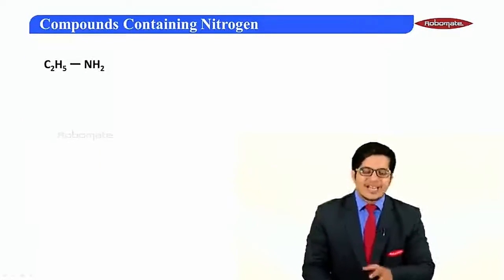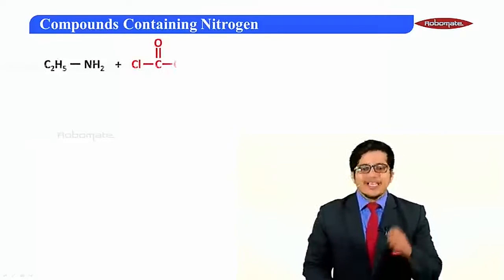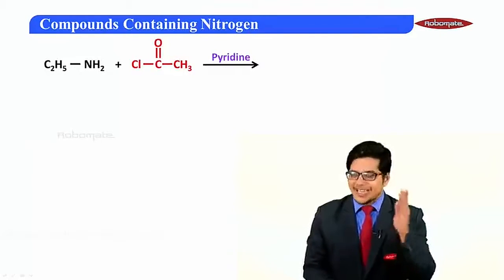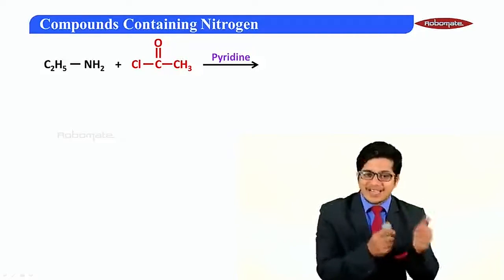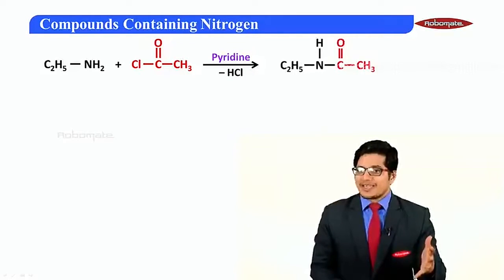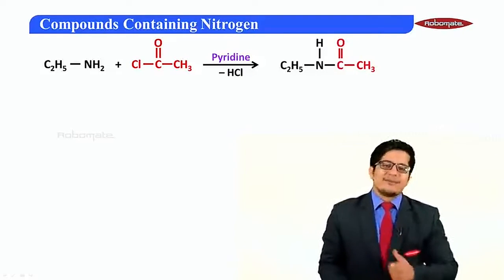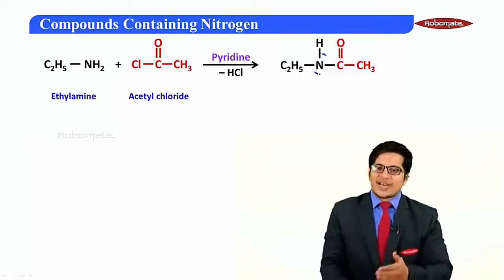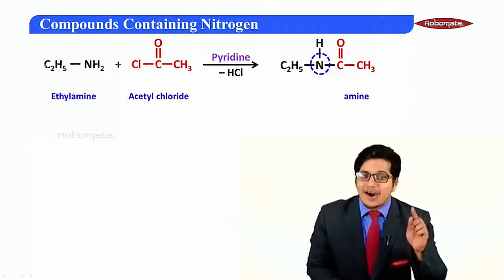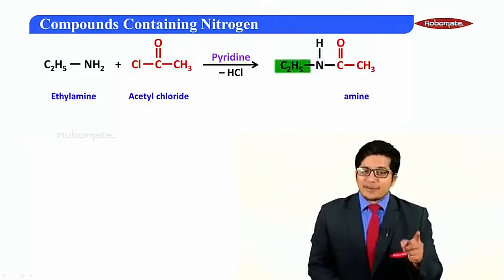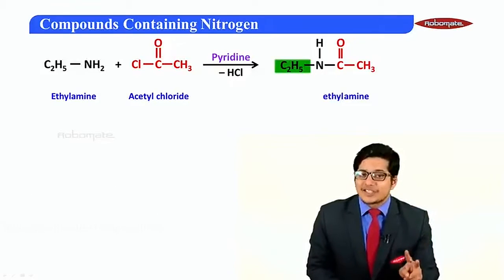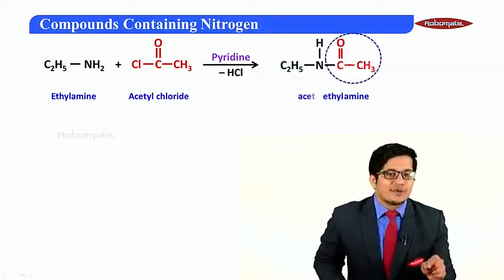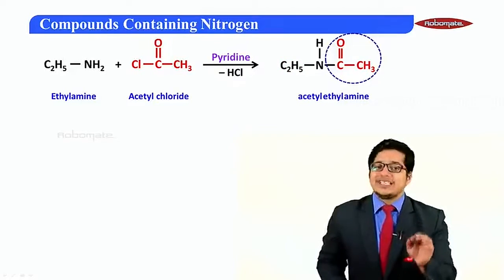Now, let's look at an example for this. Let's take ethylamine treated with CH3 C double bond OCl. In presence of pyridine, what would you get? H and Cl once again would combine, giving us HCl. And now what we are remaining with is C2H5NH C double bond OCH3. From ethylamine using acetyl chloride, you got a compound that is nothing but an amine. To this, you are having two carbons in the longest chain, that is ethyl, and you are adding an acetyl group. That means it is acetyl ethyl amine.